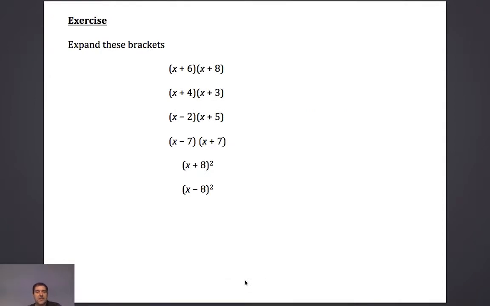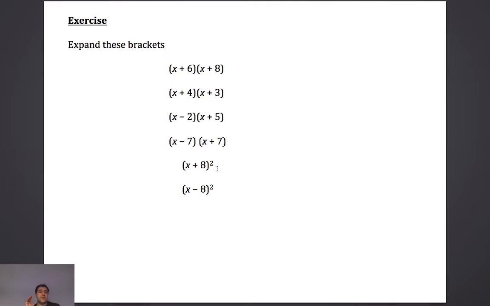As an exercise in class, we did a few of those, multiplying them out. You have to be careful with the minuses when they come in and how they cancel out. And you have to be a little bit careful with the ones that are a bracket squared. So for example, x plus 8 squared.